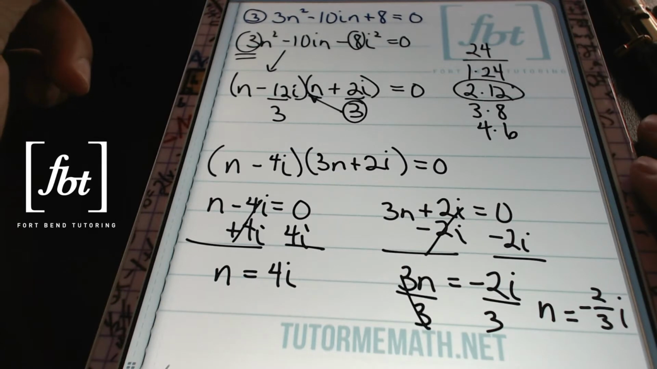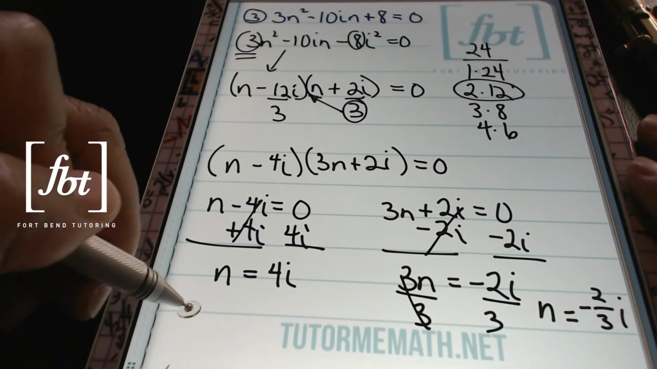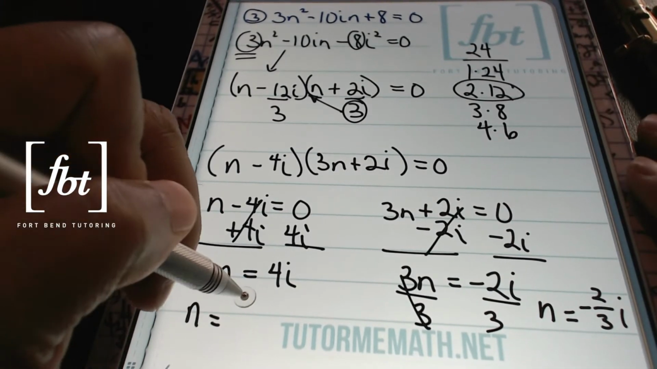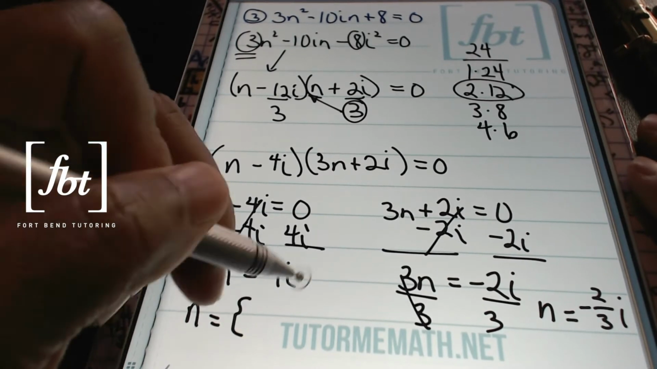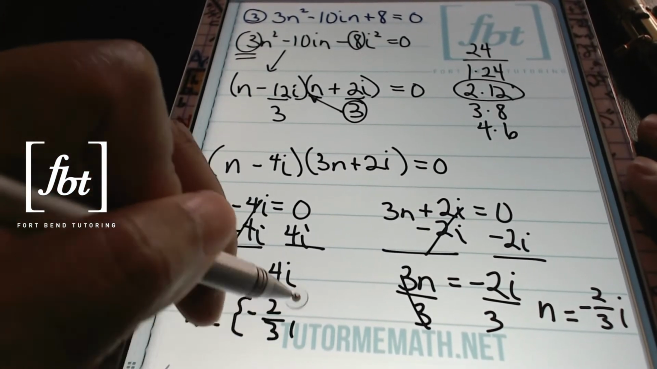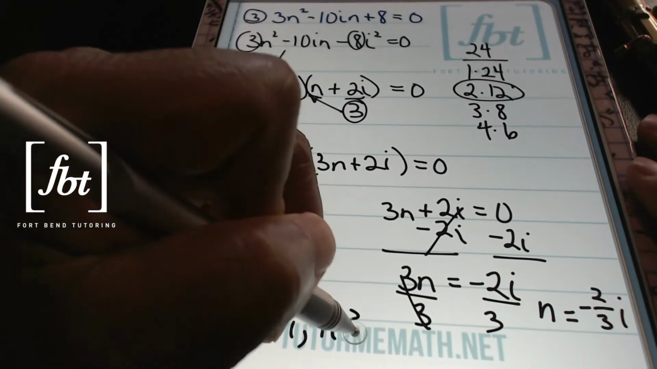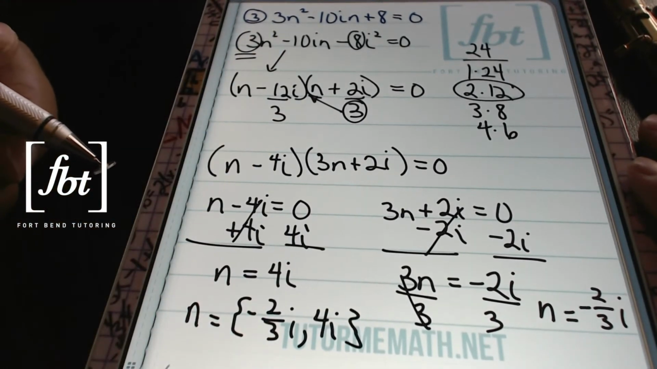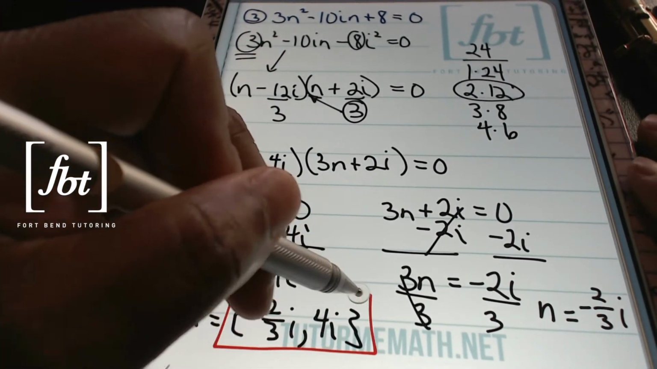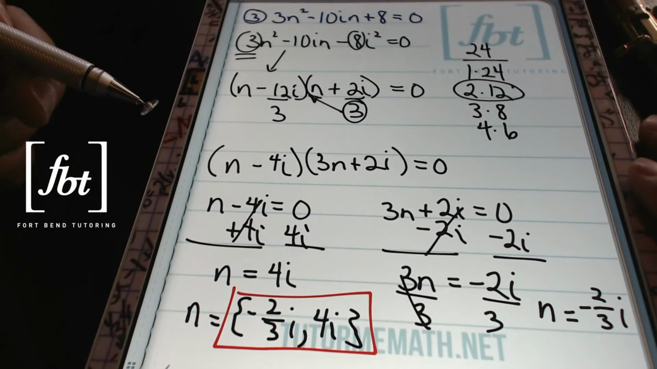So we're going to be putting a red box around our answers here. As a solution set, we have n is equivalent to, that's supposed to be a brace, negative 2/3 i and 4i. There we go. Red box it. Just like that. That's problem number 3. We have negative 2/3 i and 4i.